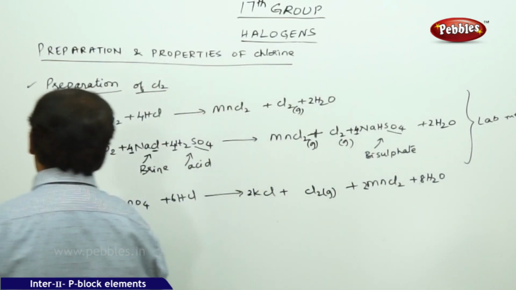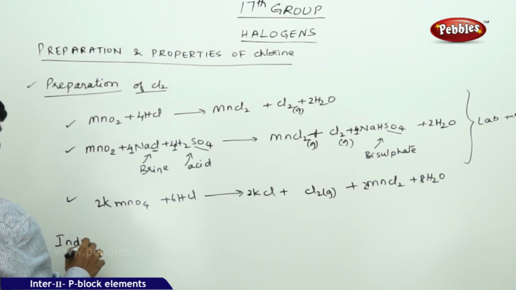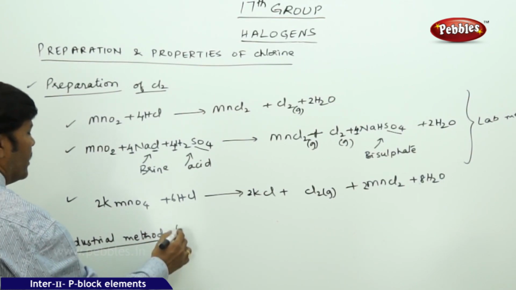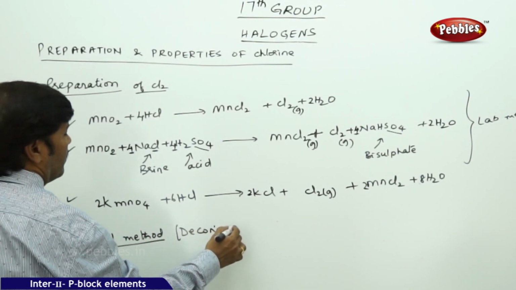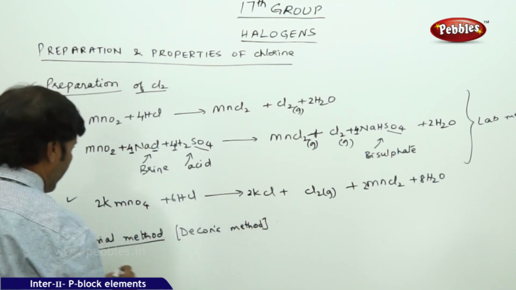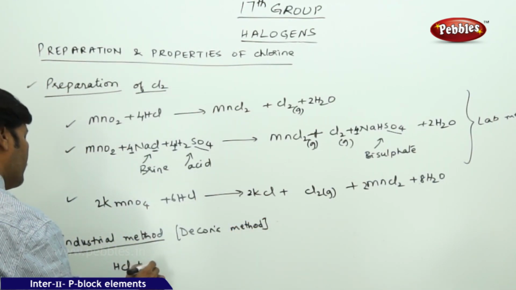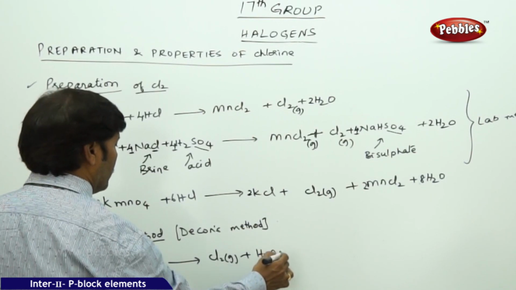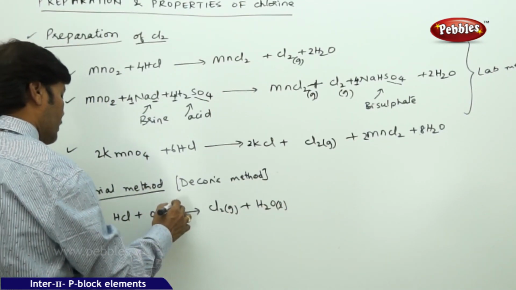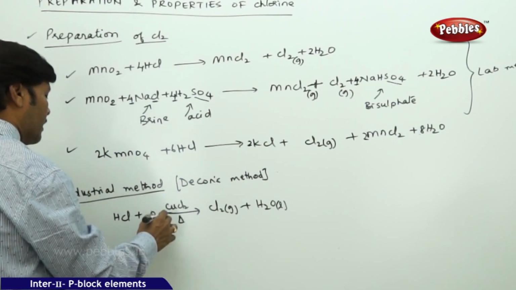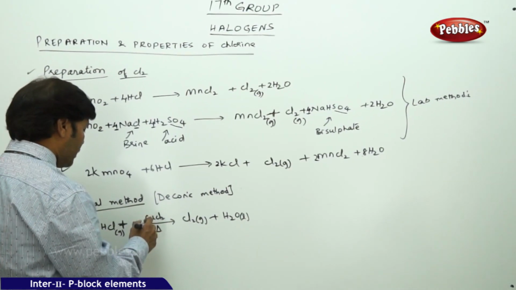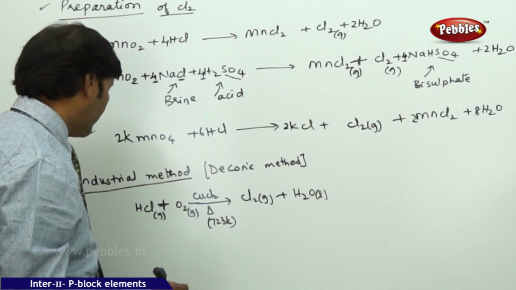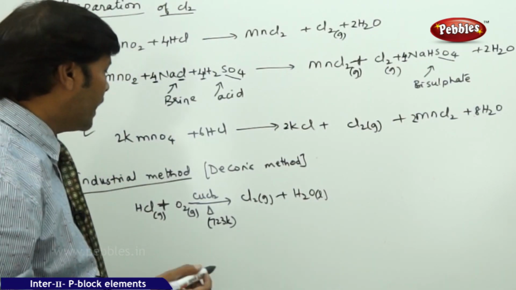And we have the industrial method, which we call the Deacon's method. In the Deacon's method, we take hydrochloric acid treated with oxygen, and you get chlorine gas plus liquid H2O. Here cupric chloride acts as a catalyst, and the temperature is around 723 Kelvin. This is how we try to prepare chlorine gas using the Deacon's method.